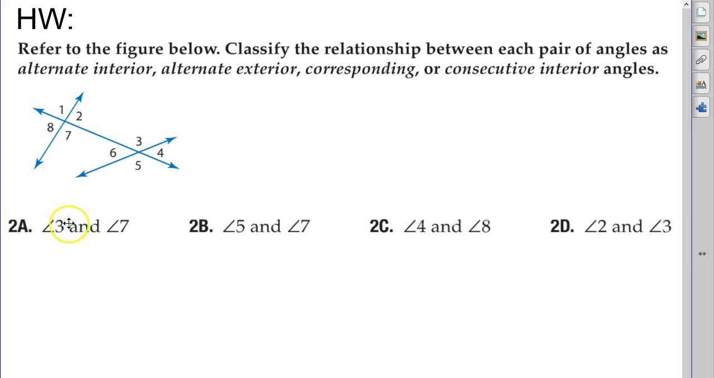So here's your homework on 2A through 2D. Classify them as alternate interior, alternate exterior, corresponding, or consecutive interior angles for these four angle pair groups. If you've got any questions, come in before school and we'll sort it out. Thanks.